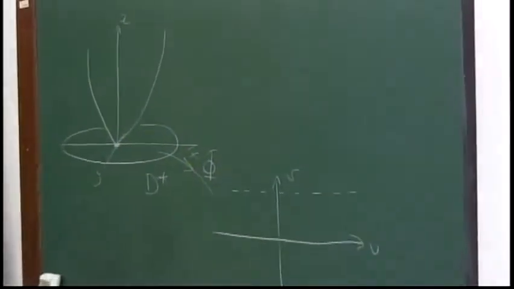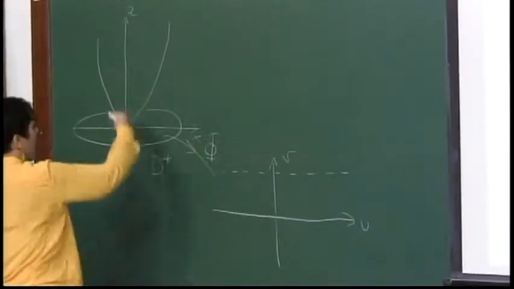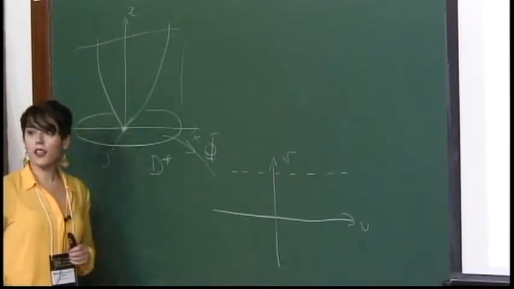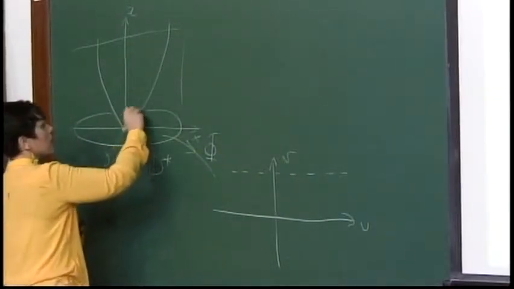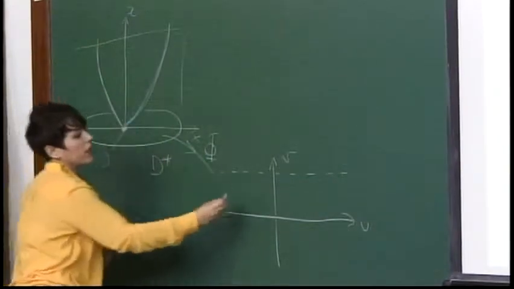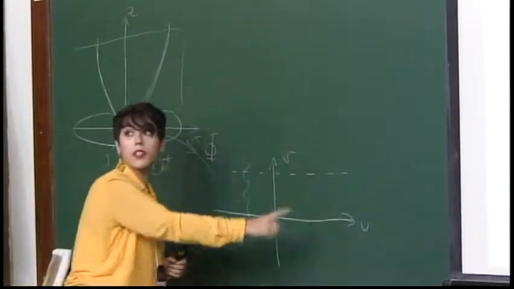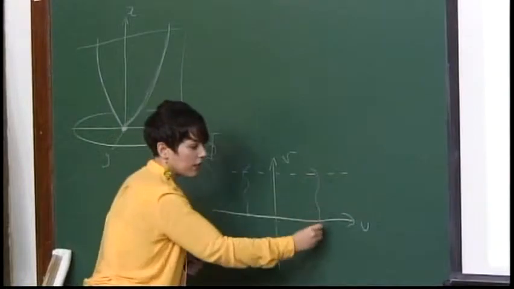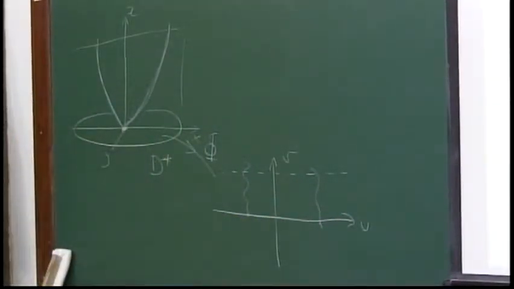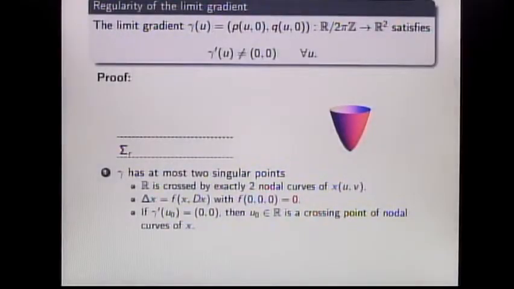And since this is a graph, if you cut it with the plane X equal to zero, it will give you two curves converging to the origin that will correspond here to two curves here. So the real line, which is mapped into the puncture, will be crossed by two nodal curves of the function X. Okay? Well, the second step will be to see that the Laplacian of this function X has a nice expression.